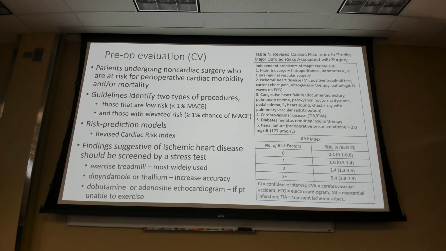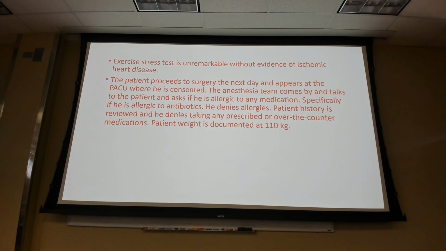So obviously any sort of renal failure pre-op is going to change things. And then we talked about how he might get an exercise stress test, but if they have claudication or they're not able to tolerate an exercise test, then we can do some of those other chemical stress tests in place of it. All right, so you got your exercise test. There's no evidence of ischemic heart disease. He proceeds to the surgery the next day.